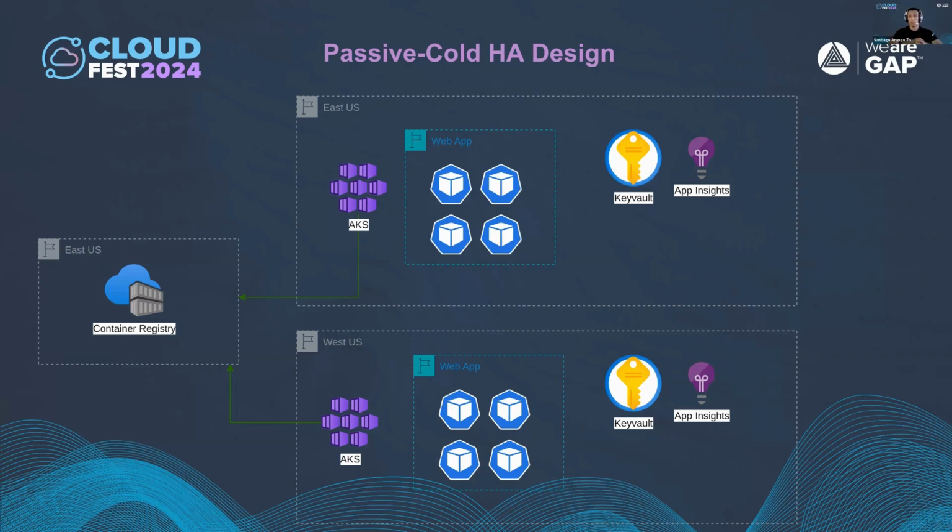Now we have the passive cold availability design. And this changes things a little bit, because things are going to be in a passive state, since one of the regions is going to be taking requests. Usually you only keep one region or one configuration taking the requests, and the other one is going to be cold because it's not going to be available. So either you have to opt for two things.